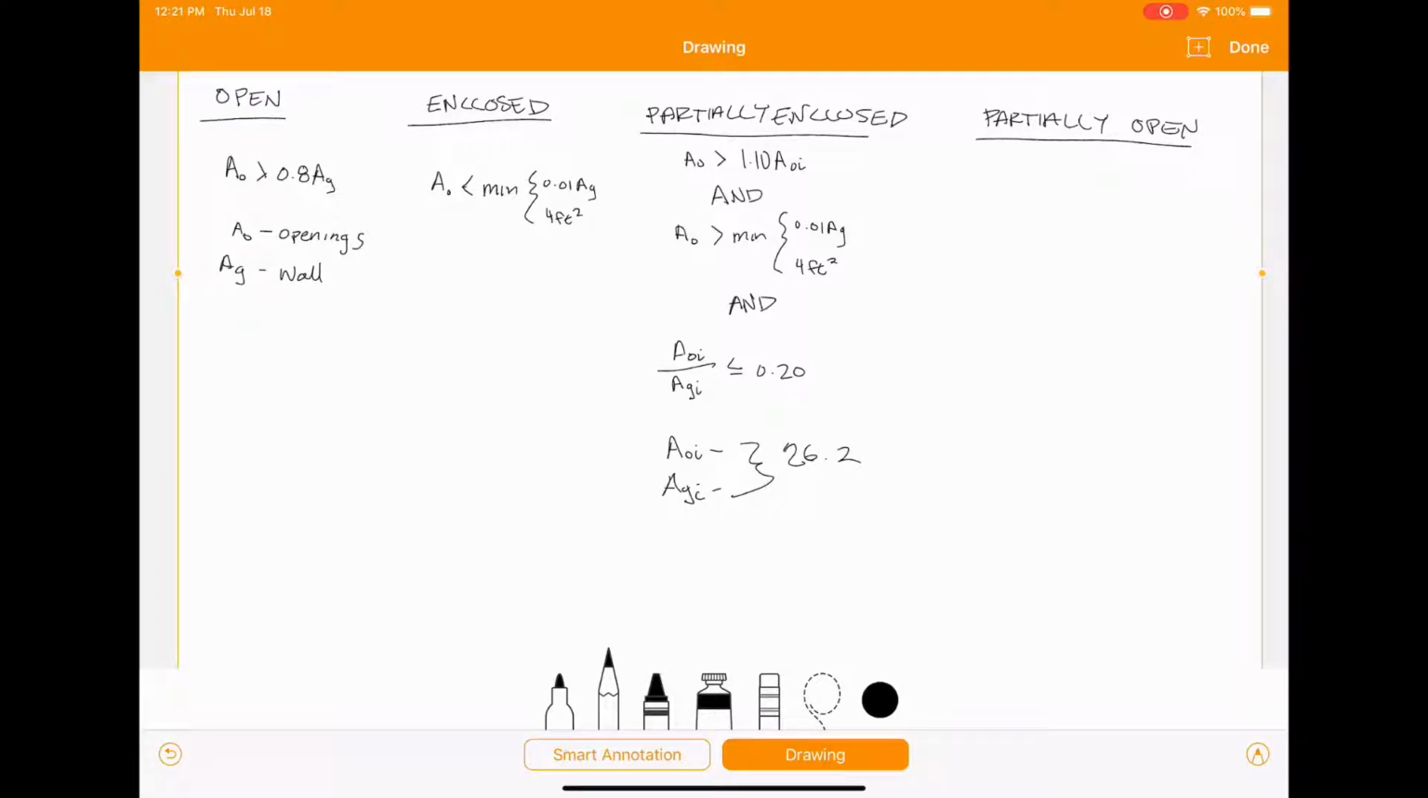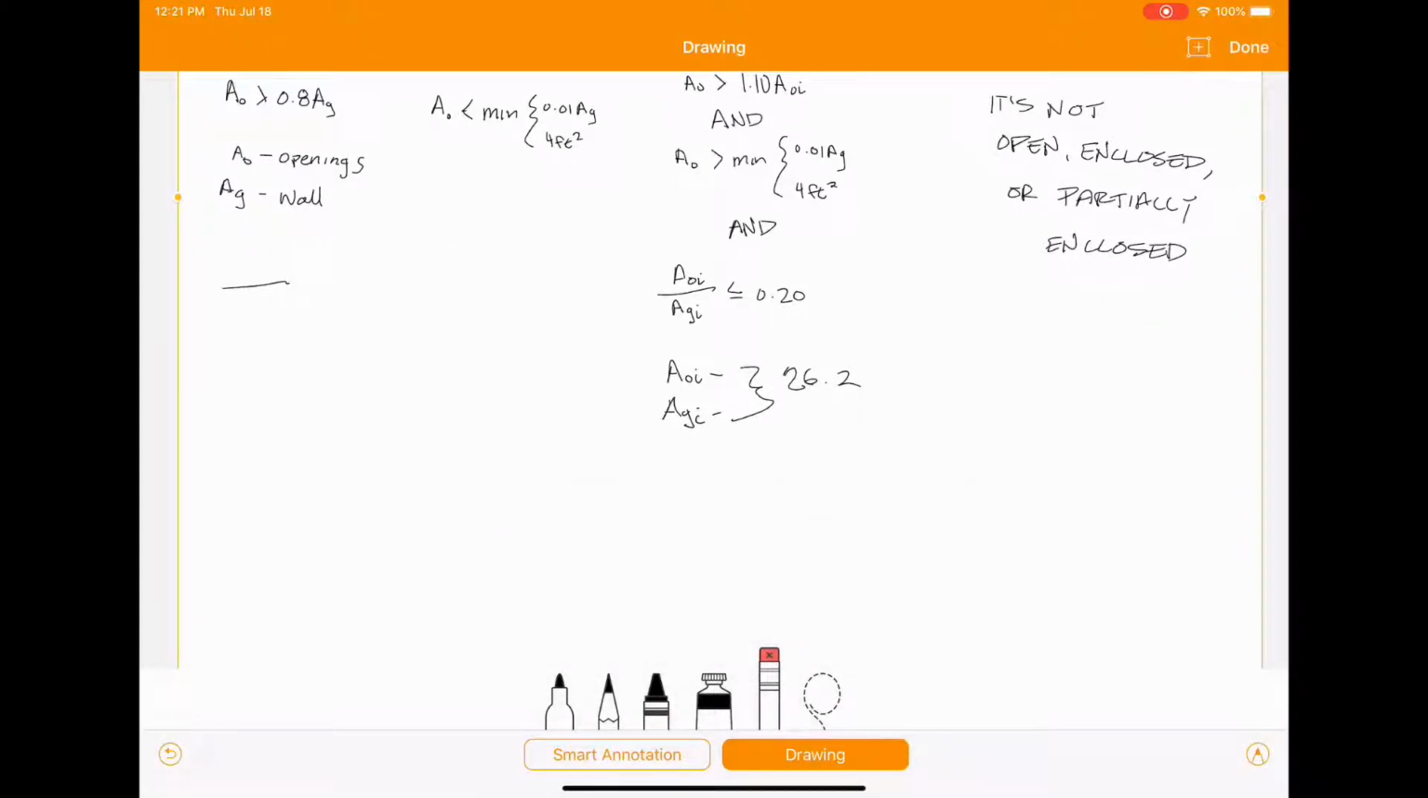And then if you checked open, you checked enclosed, you checked partially enclosed, and you can't get any of these to be satisfied, then you know you have a partially open building. So when it's not open, enclosed, or partially enclosed. And that's how you find your enclosure classification of your structure.